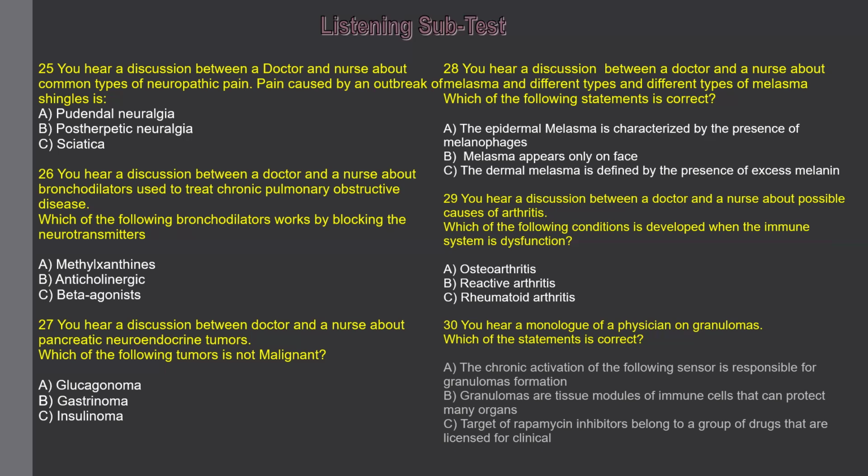Gout develops when excessive uric acid accumulates in the body and crystals are deposited in the joints. Reactive arthritis causes joints to become inflamed as a result of an infection that triggers the immune system. Usually, this condition resolves.